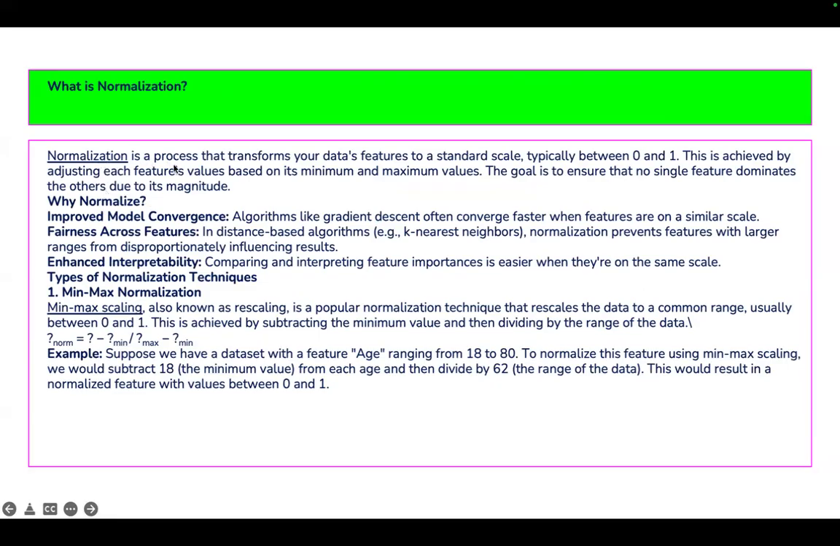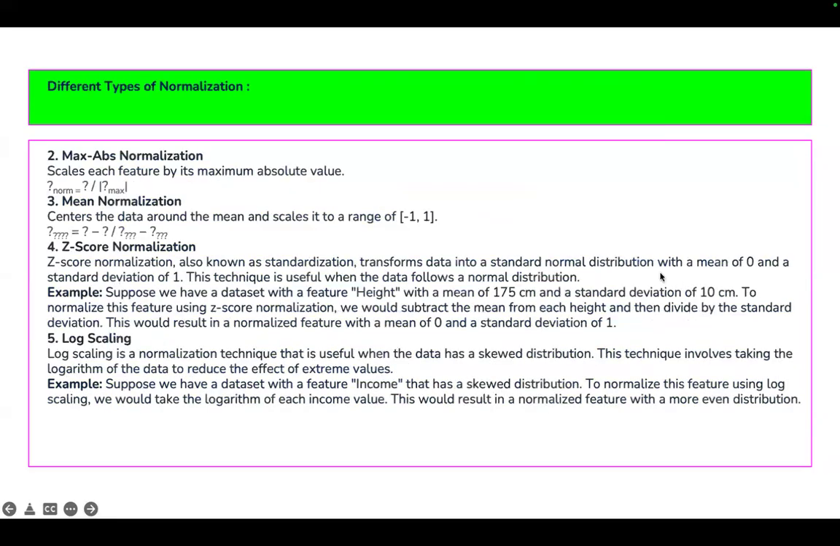The normalization is a process that transforms your data features to a standard scale, and here 0 and 1. Okay, then there are so many other normalizations like MaxAbs normalization and Z-score normalization. Z-score normalization is important. Z-score normalization, also known as standardization, transforms data into a standard normal distribution with a mean of 0 and a standard deviation of 1.